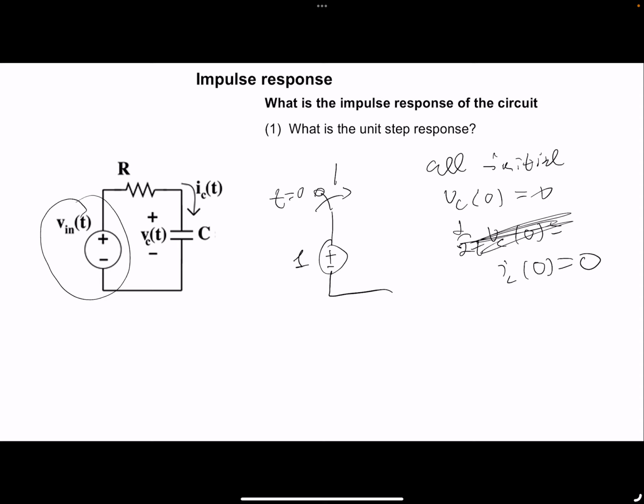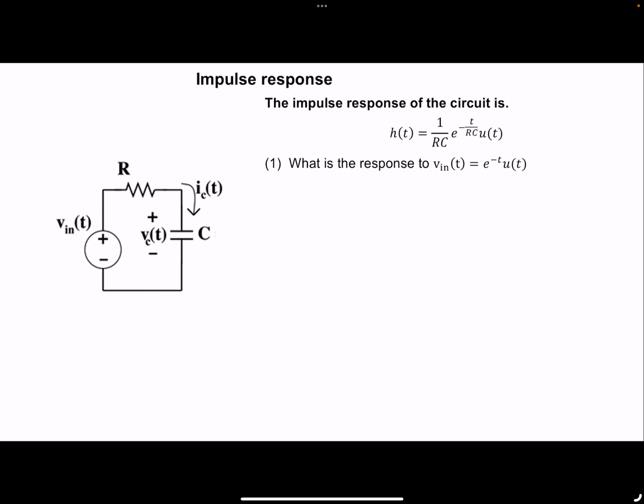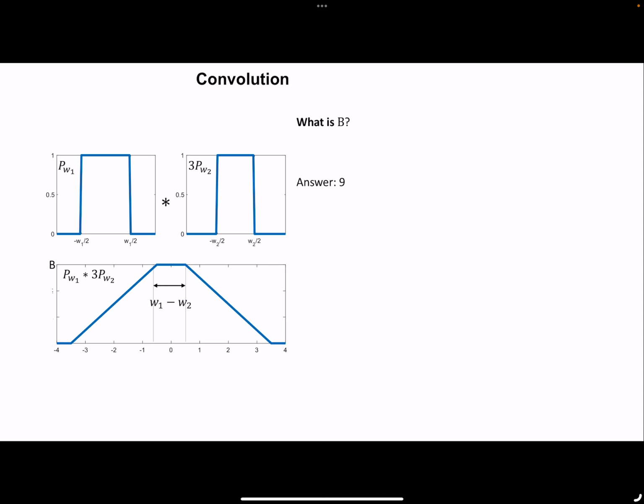Then you have to solve the circuit, you get your unit step response, and to get the impulse response, you have to take the derivative of the unit step response. And remember also, when you have a delta contribution, you need to evaluate whatever multiplies it at 0 to figure out what that number is. It doesn't matter the value of that function outside of 0. That's it. And then after that it's just some more convolutions that you need to do.